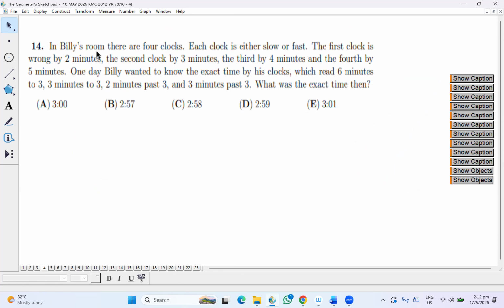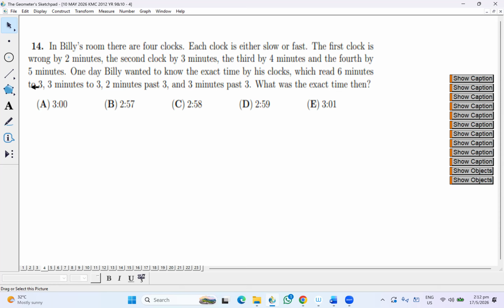In Billy's room, there are 4 clocks. Each clock is either slow or fast. The first clock is wrong by 2 minutes, don't know fast or slow. Second, also wrong by 3 minutes. Third, wrong by 4 minutes. Fourth, wrong by 5 minutes. One day, Billy wanted to know the exact time by looking at his clocks, which read 6 minutes to 3.